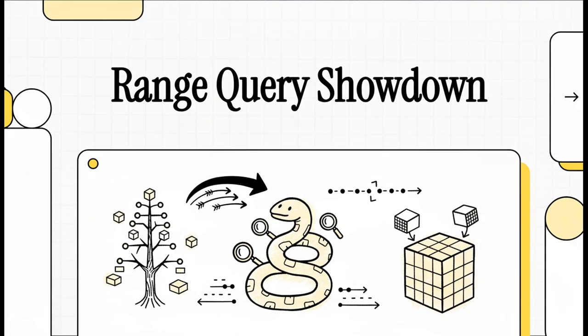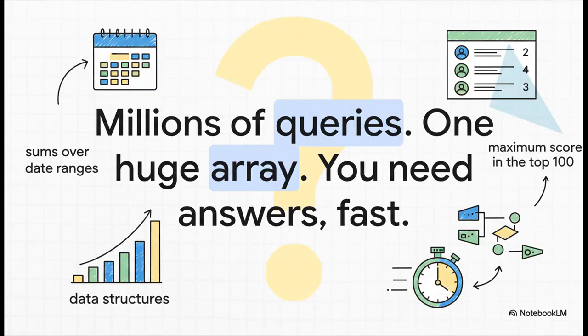Welcome to The Explainer. Today we're throwing three Titan data structures into the ring for a showdown. They're all battling to solve one of the most common problems you'll ever face in programming, the range query. Okay, let's get right into it.